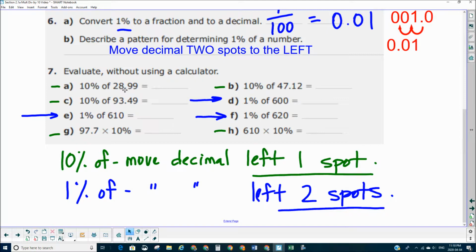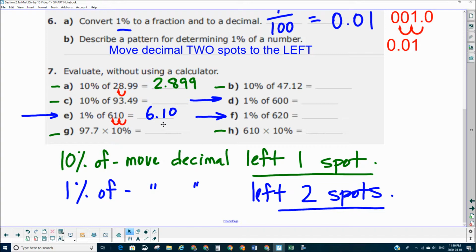10% of 28.99, 10%, we only move 1 decimal place to the left. So you're going to take this and move 1 decimal place over, there is 2.899. Okay, you can confirm that on your calculator by taking 28.99 and dividing by 10. That would get us 10%. But when you're moving 2 decimal places to the left for 1%, you're going to take this and you're going to move once and twice, and 1% of 610 is only 6.1, a much smaller one.